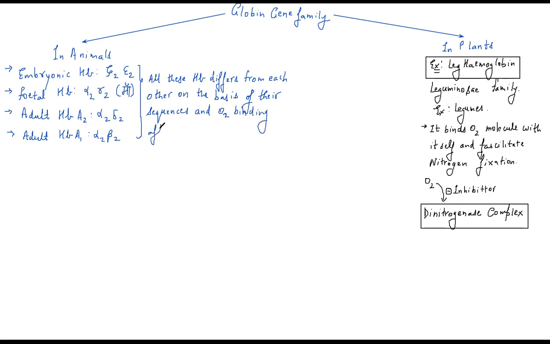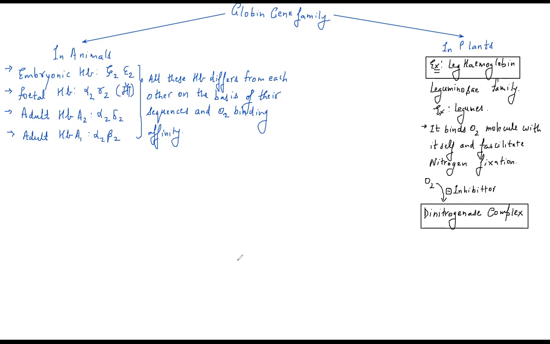And oxygen binding affinity. So these two organisms are different from each other. Okay, in the case of adult, either alpha 2 beta 2 is present or alpha 2 delta 2 is present. Now the next point that we are going to talk about is the two different types of hemoglobin categories, hemoglobin classes that are present.